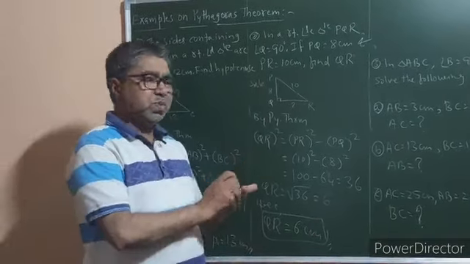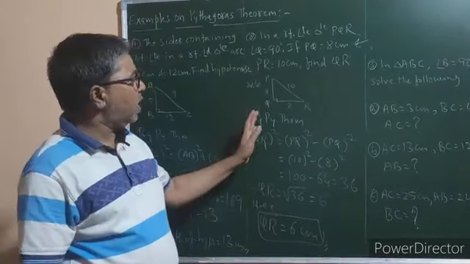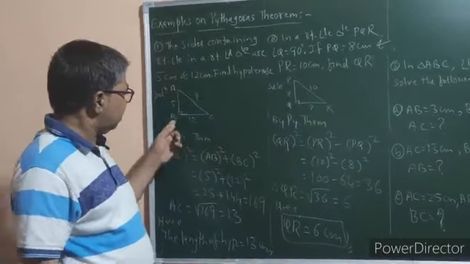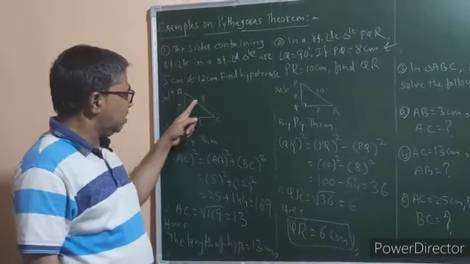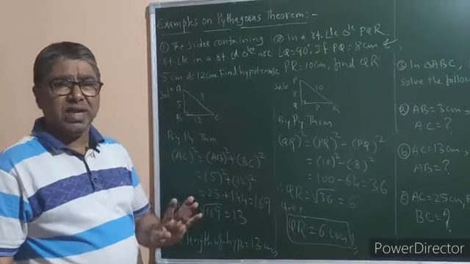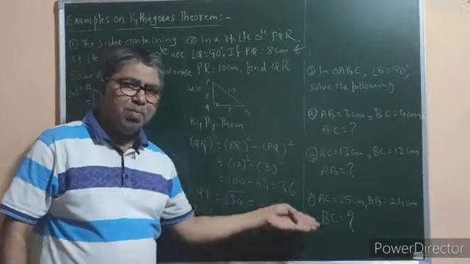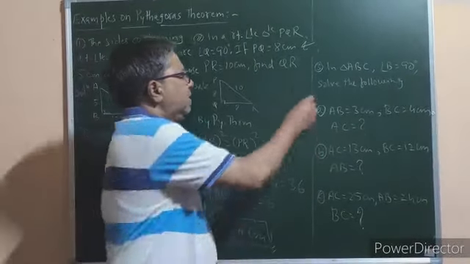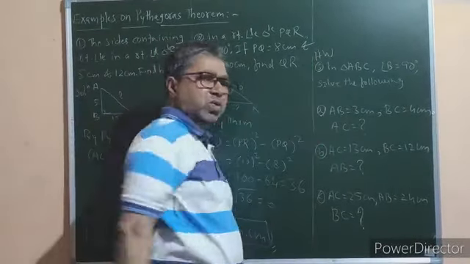So in this way we apply Pythagoras theorem to find any one of the sides of a right angle triangle when the lengths of two sides are given. Here are three examples for homework. Let me write homework, HW, here.